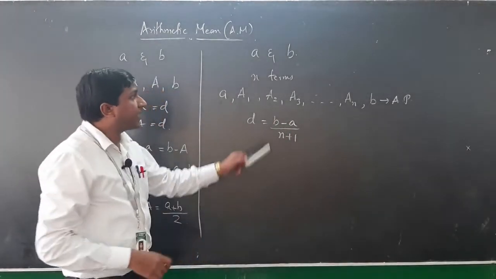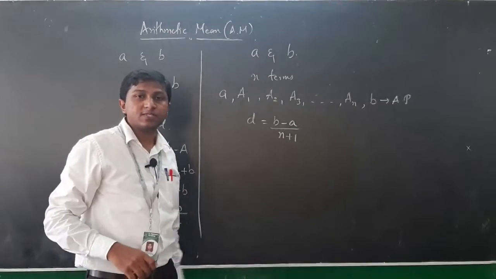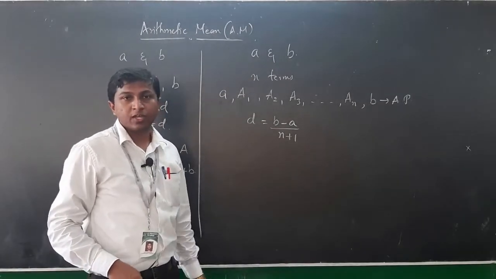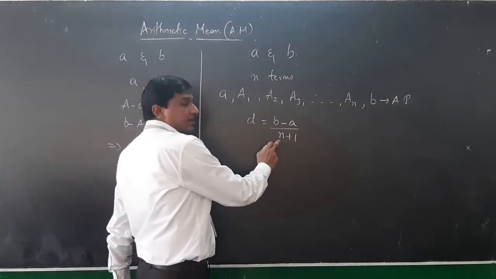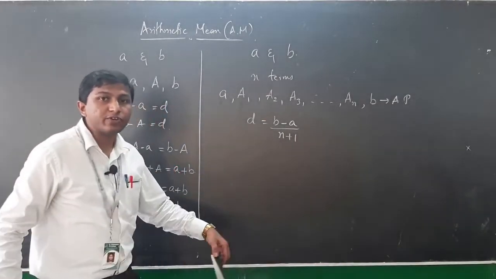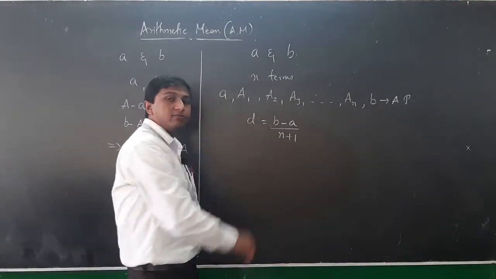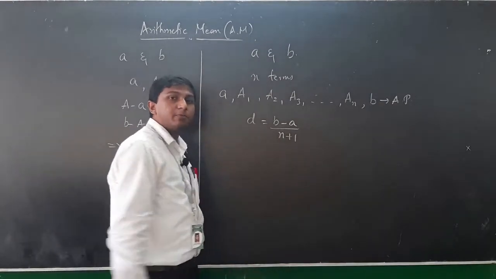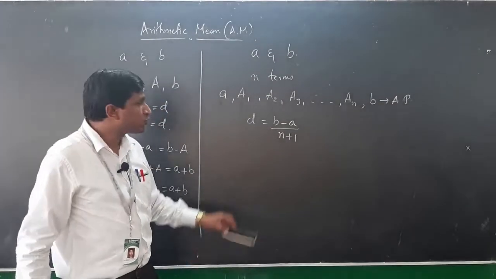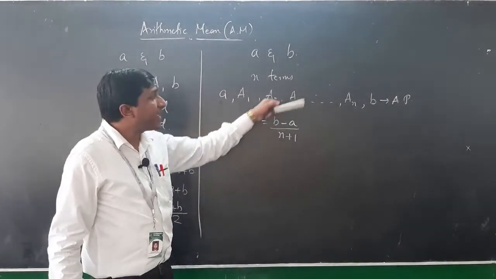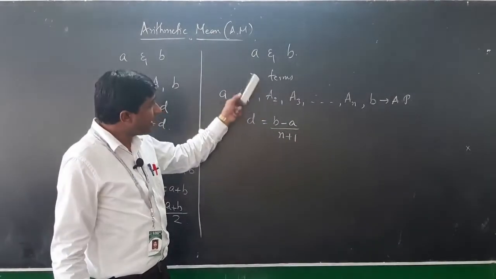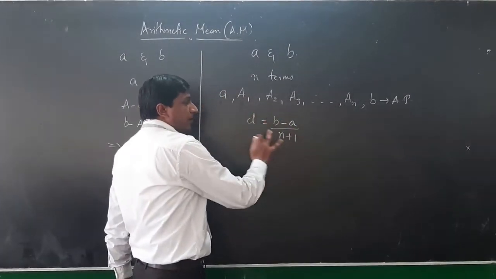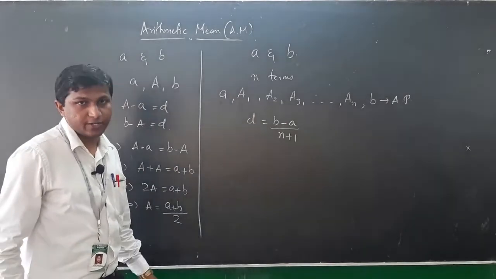What is n? n is nothing but the number of terms specified to be inserted in between a and b. If it is 4 terms, then n will be 4. If you have to insert 5 terms, then n will be 5. If you have to insert 3 terms, then n will be 3 accordingly. For any finite number n, you can use this formula to find the common difference.